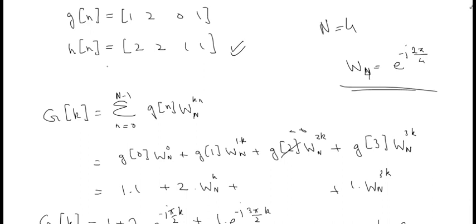So this is the end of today's lecture. Today we have defined the discrete Fourier transform. In the next lecture I will explain its properties.